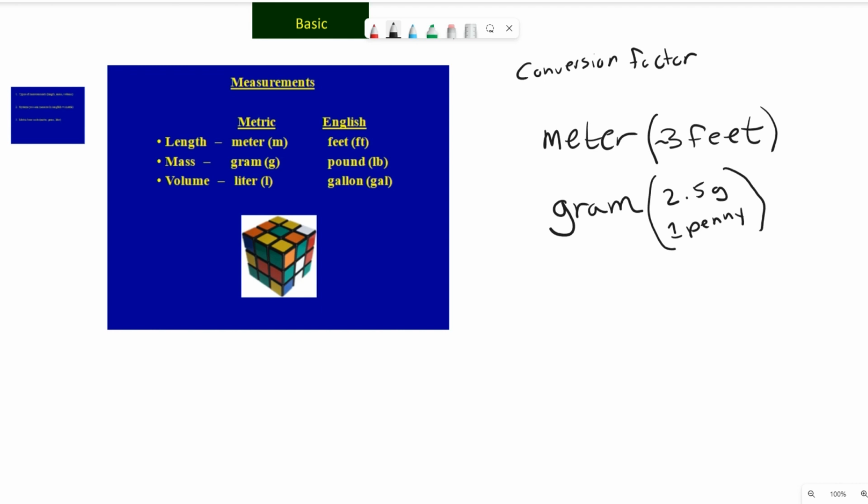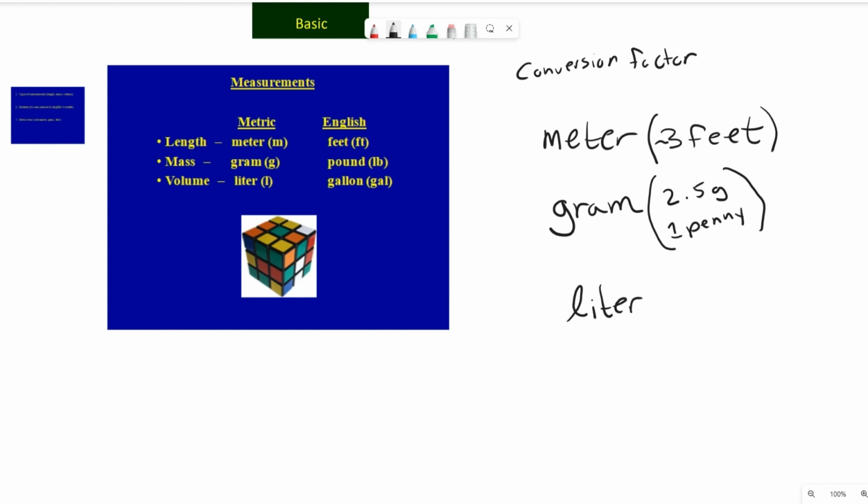So if I asked you how much a car weighs, and you say, well, that car is pretty heavy, it weighs about 15 grams, that should make no sense to you whatsoever. Cars would weigh hundreds of thousands, if not even millions of grams. So a gram is a fairly light unit for measuring. And then the metric unit for measuring volume is a liter.